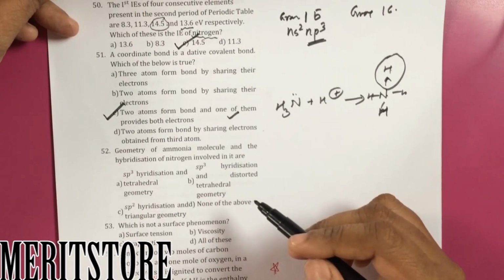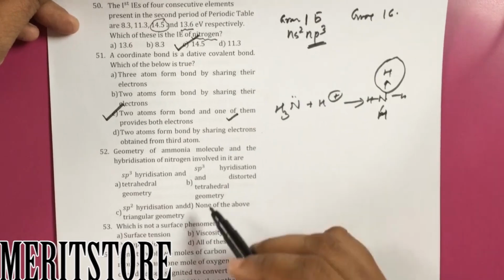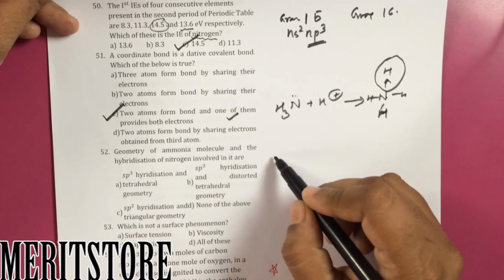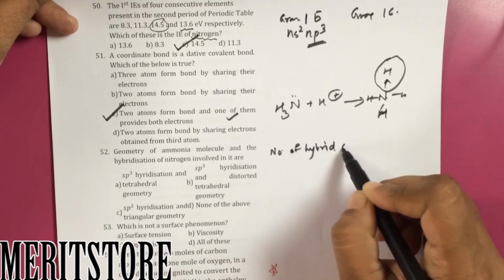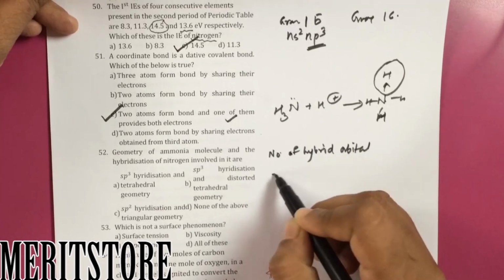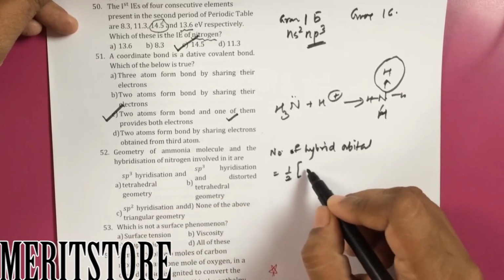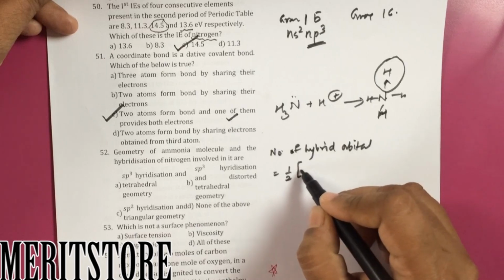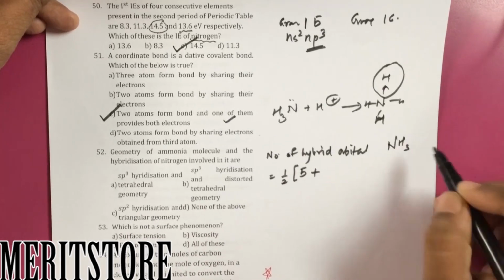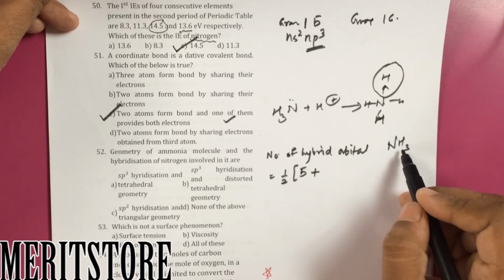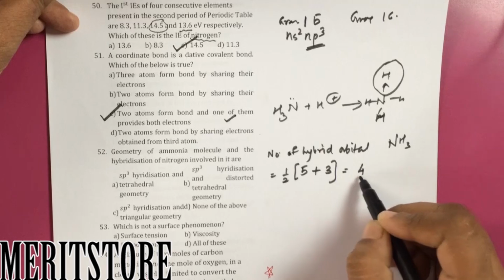Question number 52: the geometry of the ammonia molecule and the hybridization of the nitrogen involved in it. When I'm talking about nitrogen, to calculate the number of hybrid orbitals for ammonia, the valence shell of nitrogen contains a total of 5 electrons, plus in ammonia hydrogen is bonded to the nitrogen. All three hydrogens are monovalent, therefore plus 3. So that is equal to 4.